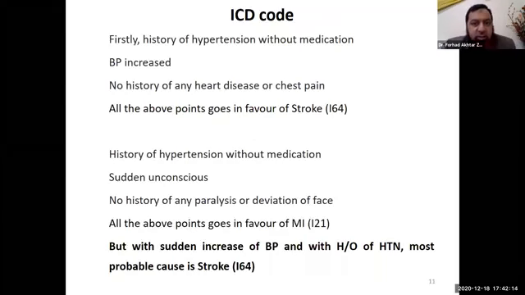Firstly, we have a history of hypertension without medication, and BP increased. This is all narration only, but a history of hypertension is both in the narration and in the information part. No history of any heart disease, which we get from the additional information, and there was no mention of any chest pain that we might have expected in the narrative. So all the above points go in favor of stroke, that is I-64.